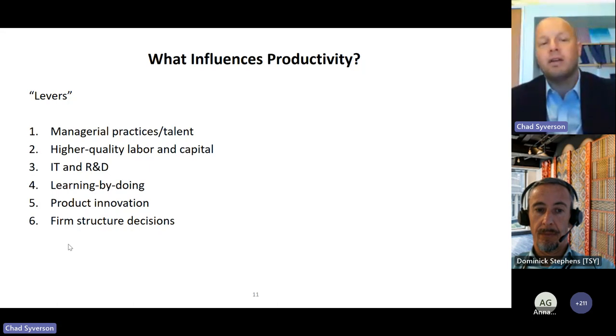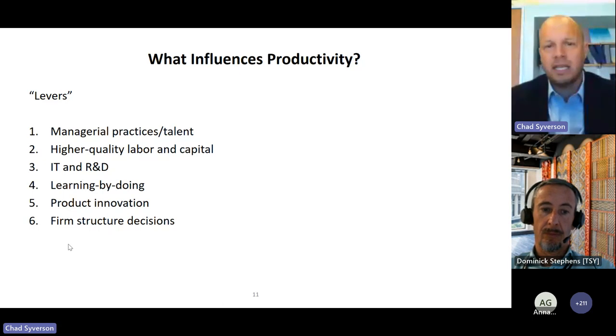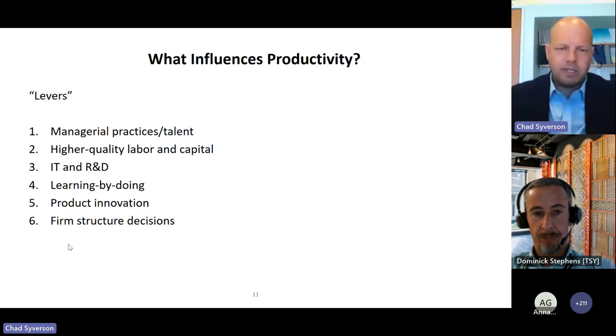And then sixth are firm or company structure decisions. That is issues of, say, vertical integration. Do you want to own your supplier or not? Or horizontal expansion as well. Which various markets does a given company want to operate in? Does it want to be narrowly focused or more broadly focused instead?